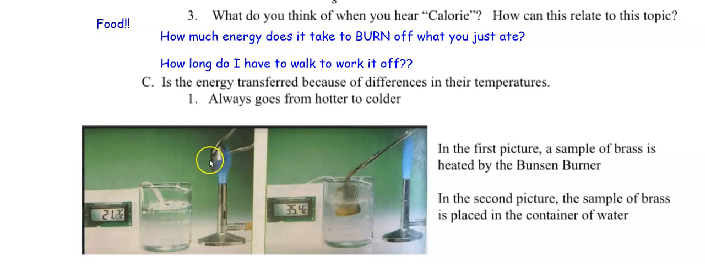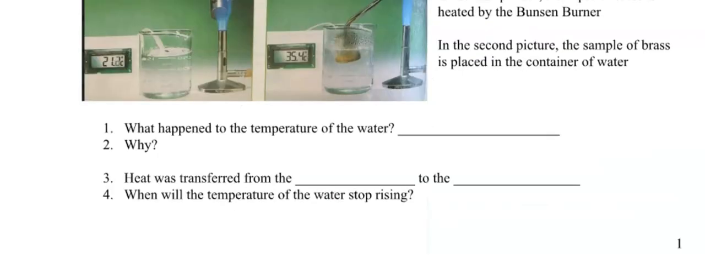So what happens in the second picture? The brass that's really, really hot was placed into the container of water. And what did you notice happen? The temperature went up. So let's check this out. What happened to the temperature of the water? Well, that's an easy question, don't you think? It went up from, I'm guessing, 21.2 to 35.4 degrees Celsius. You can see the little symbols in there, right?